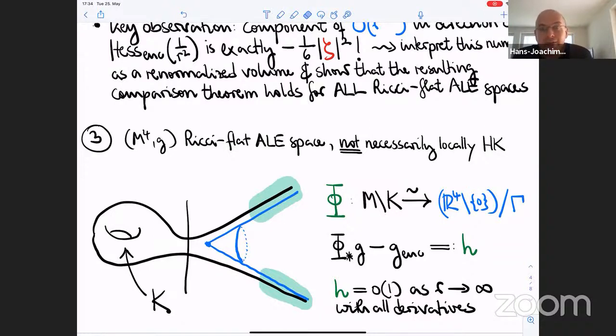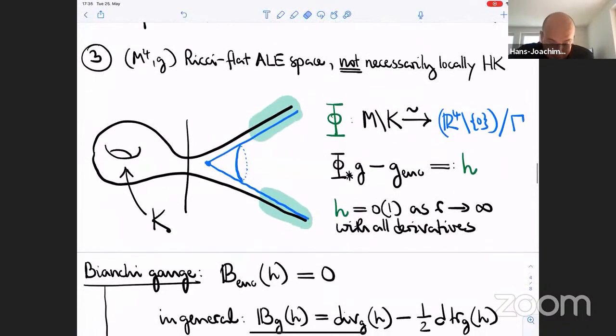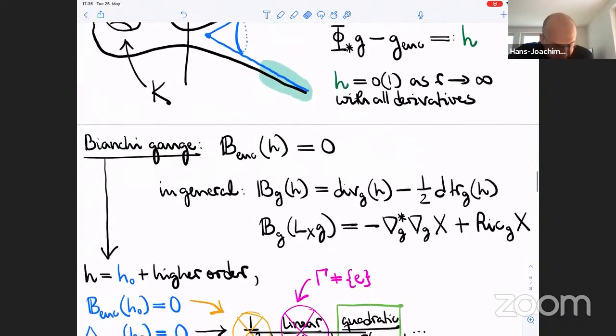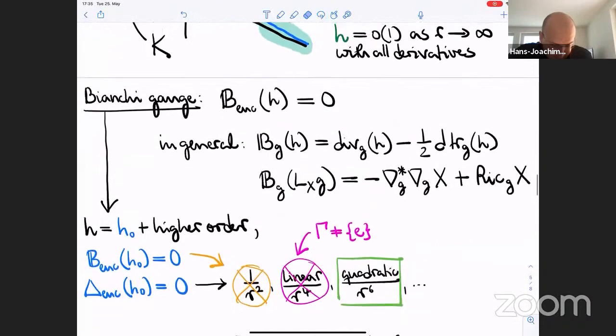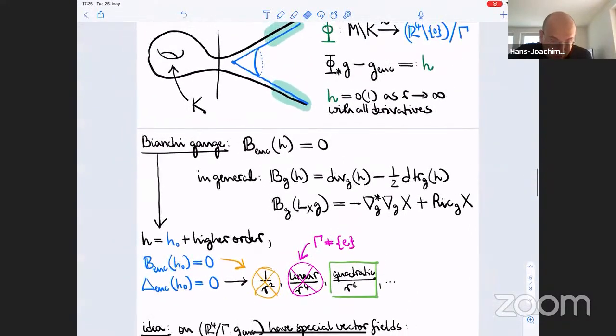origin in R⁴. But the point is that under this diffeomorphism, if I push forward the Ricci-flat ALE metric and subtract the Euclidean metric, and I call this tensor H, then this goes to 0 with respect to the Euclidean metric as the radius goes to infinity, along with all derivatives if you want. You can assume that you have an improvement each time you take a derivative, you gain a factor of 1 over r, something like that, up to some sufficiently high finite order. Okay. So then one standard move in this business is that you impose a gauge fixing condition.